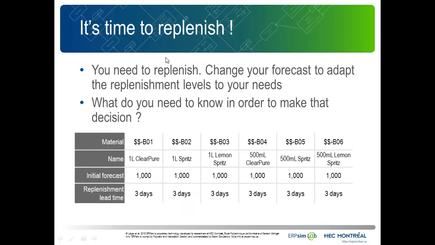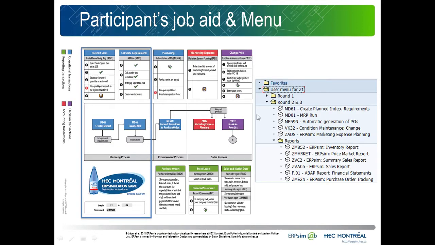So you need to replenish, and what we might want to do is look at the different options for replenishment. Your forecast is set right now for 1,000 of each one of these, and you probably have figured out that there are a couple of products that sell really well, and maybe you want to order more of those. You don't have to run MRP all the time. And there's probably some products that aren't selling at all. So we'll take a look at the reports, and we'll see.